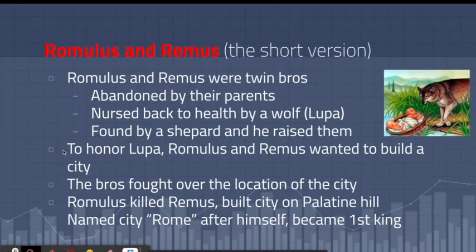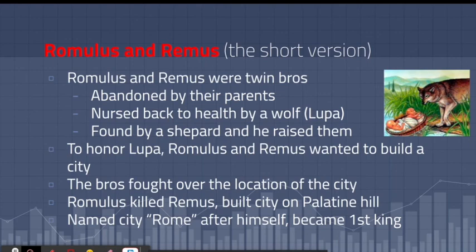All right. So the story is actually of Romulus and Remus. That statue that you saw before is one of the most famous statues about this. Romulus and Remus were twin brothers. They were abandoned by their parents and they were nursed back to health by a wolf. Her name was Lupa. And then they were found by a shepherd, who raised them as humans. But to honor Lupa, Romulus and Remus said, "Hey, let's go build a city and honor Lupa for saving our lives." So the brothers fought over the location of the city.